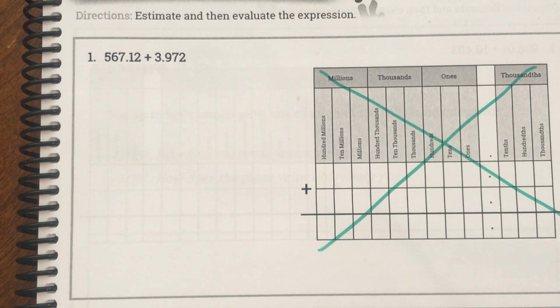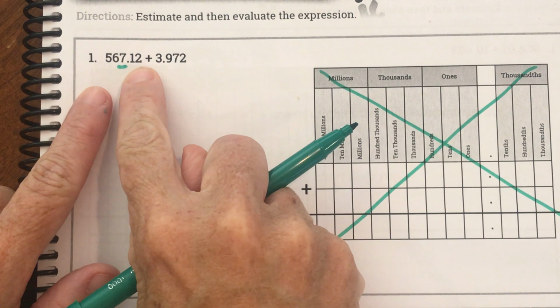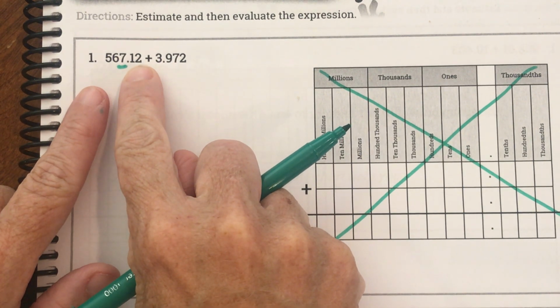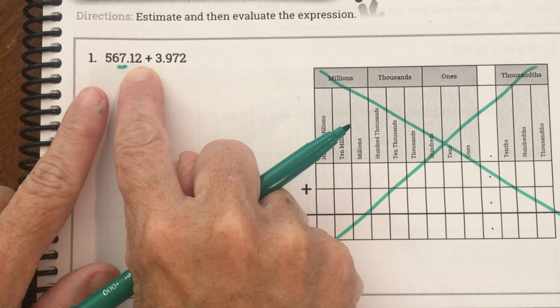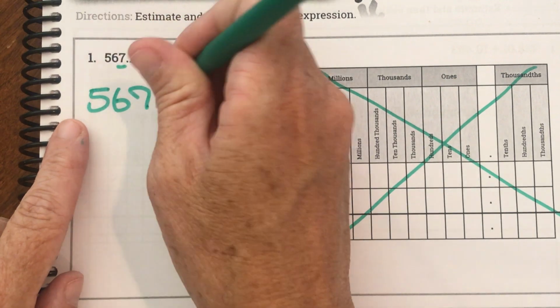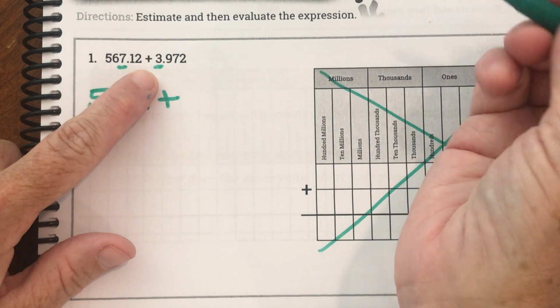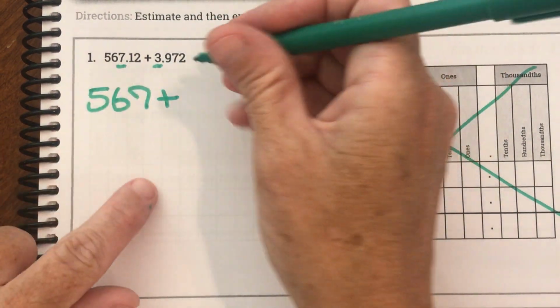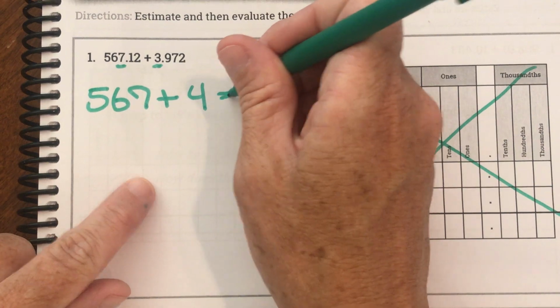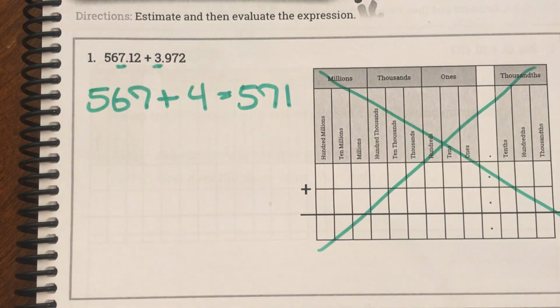Our first step is we are going to be estimating by rounding to the nearest whole number, which is a 7 here. I look at what I call my bossy neighbor on the right, which is a 1, which means my 7 is going to stay a 7. So 567 plus, and I underline the digit I'm rounding to, which is my 3. My 9 is going to make my 3 go up to a 4. So I have 567 plus 4 is 571, which is what we expect our answer to be close to.